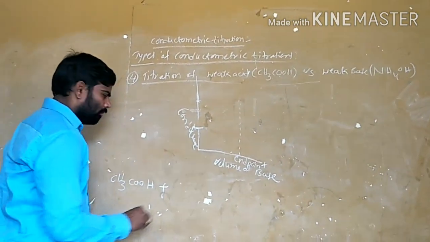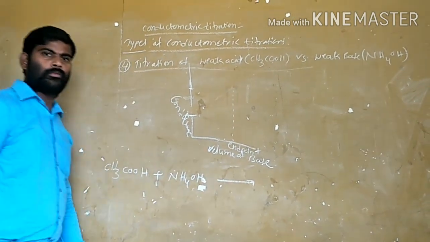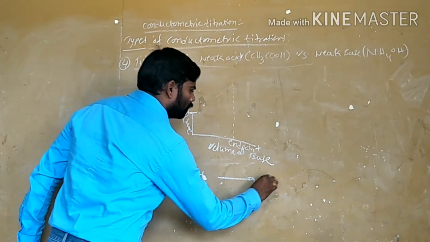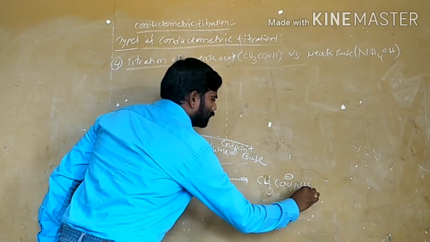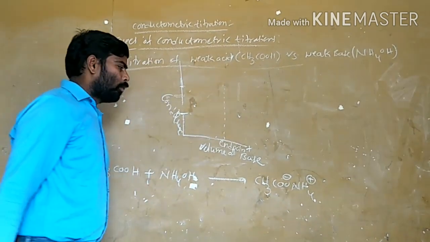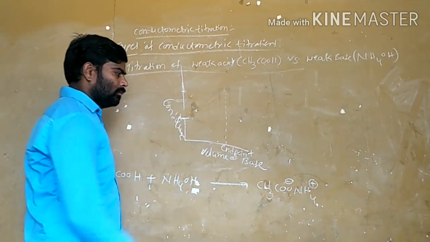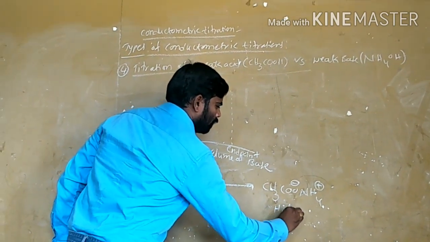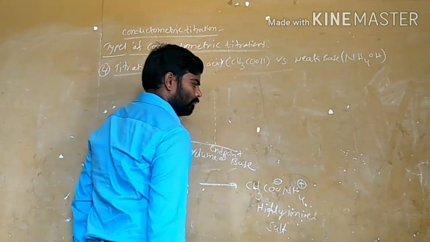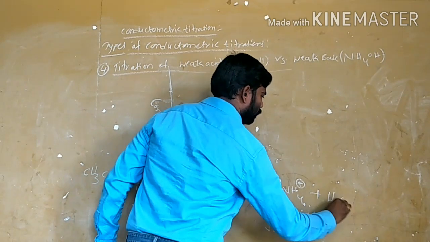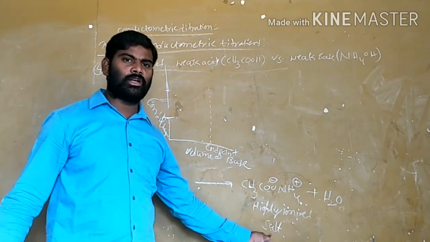To this weak acid, what are we adding? Weak base, ammonium hydroxide. It produces acetate minus NH4 plus, ammonium acetate. This highly ionized salt is forming here, plus water. Whenever we are adding this weak base to the weak acid, this highly ionized salt is forming.